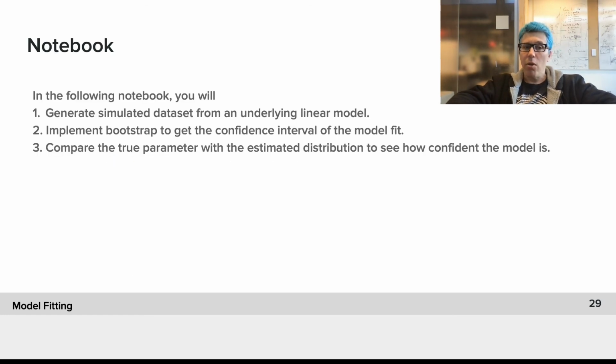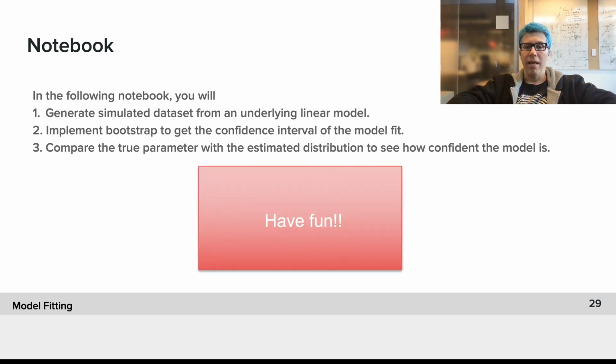So now it's time for the notebook. In the following notebook, you will generate a simulated dataset from an underlying linear model. You will implement Bootstrap to get the confidence interval of the model fits, and you'll compare the true parameters with the estimated distribution to see how confident the model is and how confident it should be. And above all, have fun.